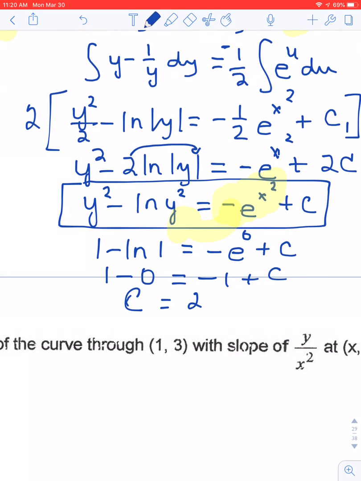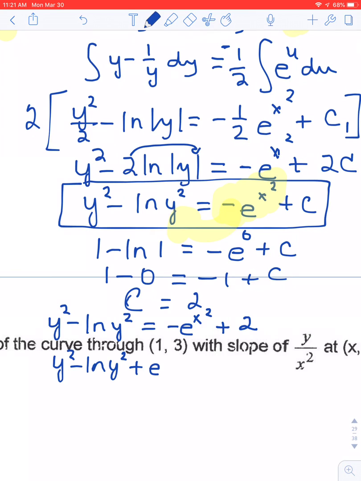So that specific solution, I'm going to write it as y squared minus ln of y squared equals negative e to the x squared plus that c value of 2. And again, one of the things that you may see them do with this one is write it where you pull everything to one side and let the right side equal that c value.